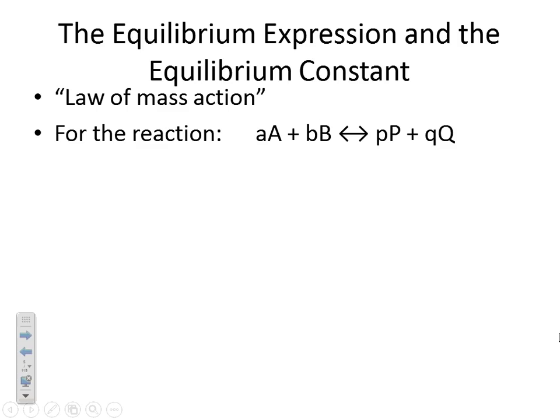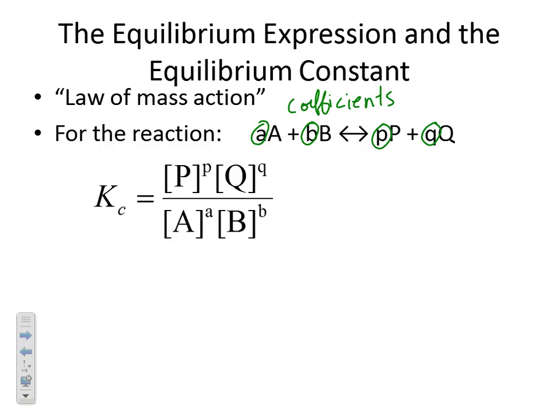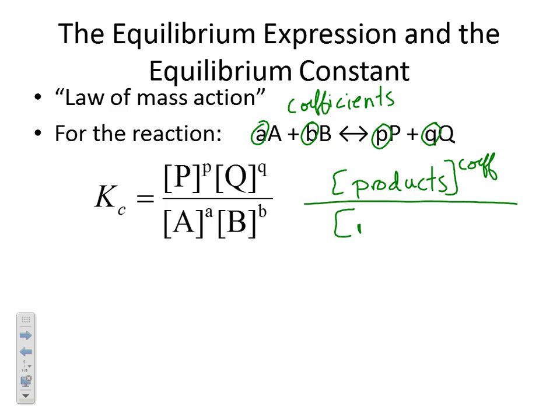If we have a reaction, aA plus bB goes to pP plus qQ, these are coefficients, and then the uppercase letters are actual chemical species. The equilibrium expression is written as this. Kc is equal to the concentration of the products raised to their coefficients divided by the concentration of the reactants multiplied together raised to their coefficients. That's what this thing is saying. Products over reactants raised to their coefficients and multiplied together.